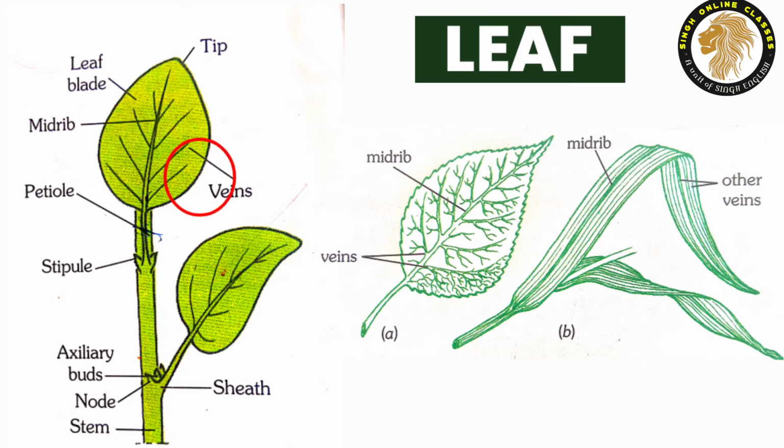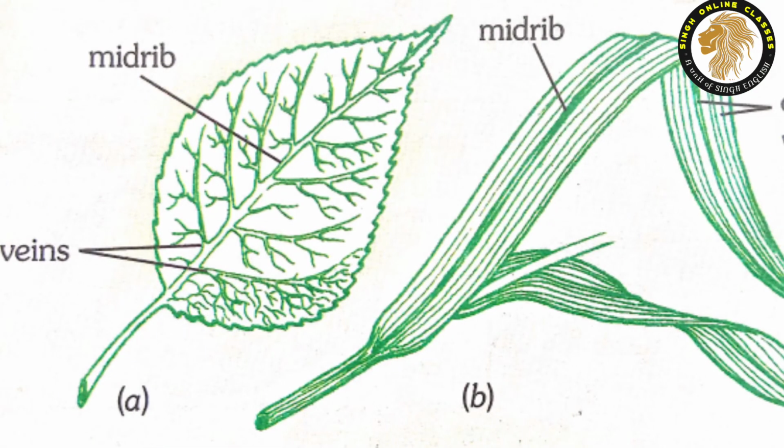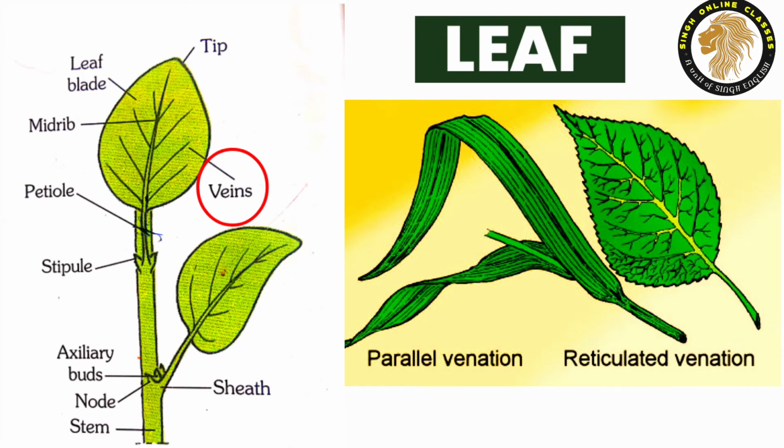The midrib branches out to form a network of veins. It means the thicker line seen in this leaf is the midrib and the thinner lines are the veins. The design made by the veins in a leaf is called leaf venation. Try to understand: the design made by the veins, on a leaf. So, the design made by the veins in a leaf is called leaf venation.